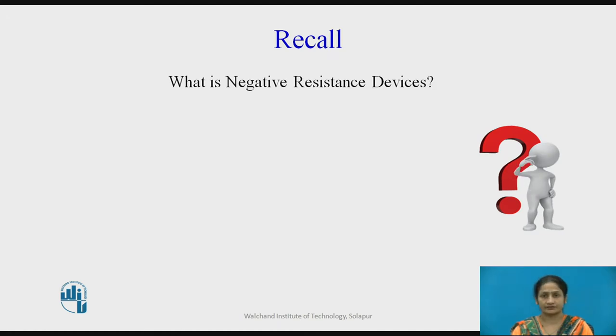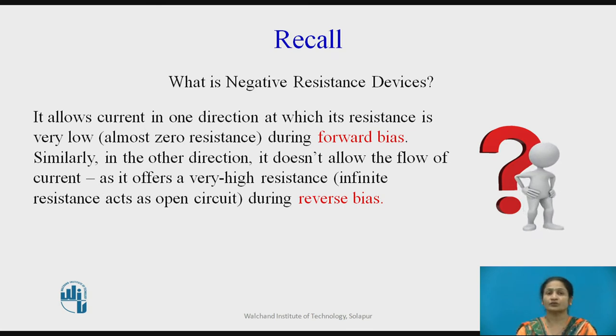Now, before discussing the varactor diode details, we should know what a negative resistance device is, because varactor diodes work on the principle of negative resistance. Why are these called negative resistance devices? Because it allows the current in one direction at which its resistance is very low, and it does not allow the current to flow in the other direction when its resistance is very high. This is during the reverse bias condition. These diodes are being connected in a reverse bias.